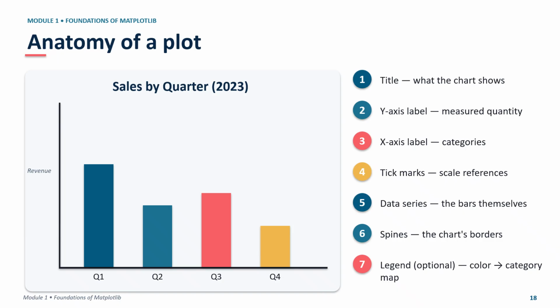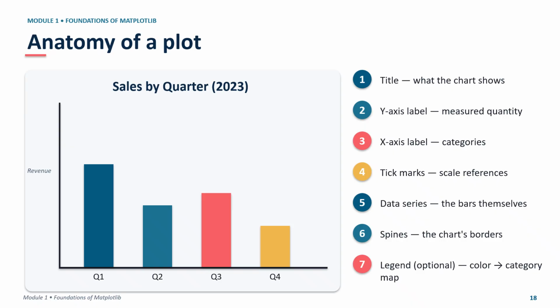It should be clear and very specific, like this is a chart which shows you the sales by quarter 2023. And next is the y-axis label. It describes what is being measured vertically. So this is the y-axis. You can see here the revenue is returned as the y-axis label. You can even mention whether the revenue is in rupees or in dollars.